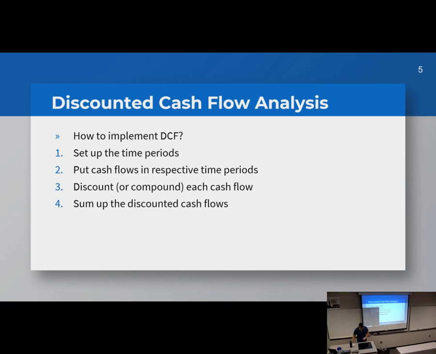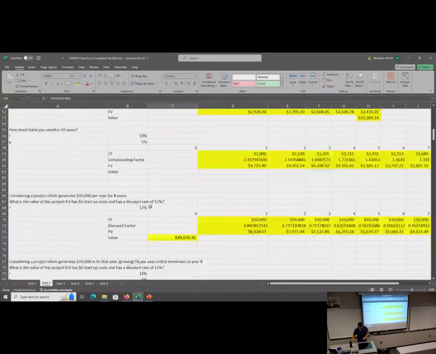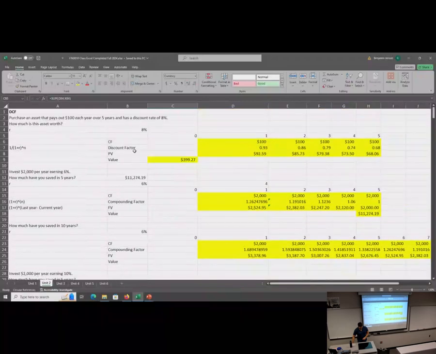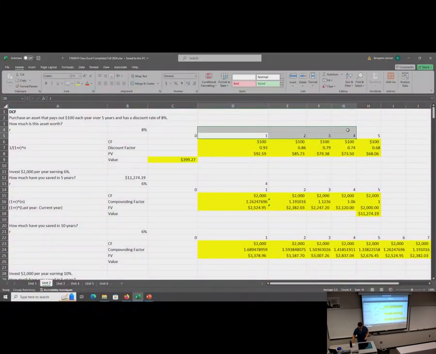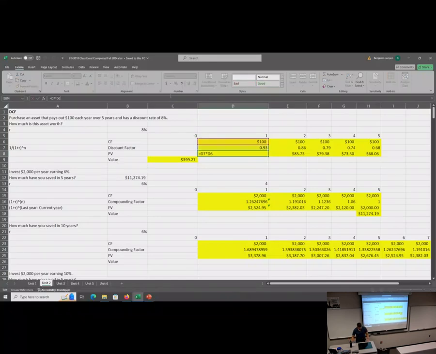Right? And we started working on problems, basically just doing that. So, starting from the top, we set up our time periods, allocate the cash flows, get our discount factor, gets us to our present value. Remembering that the present value of any cash flow is just the future cash flow times the discount factor, which is where we got our present values in each year, add it all up for the total value of that cash flow stream.